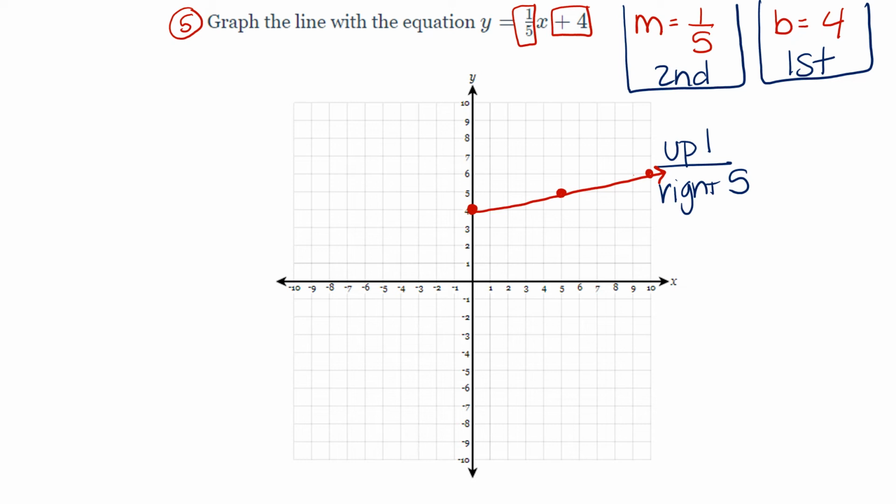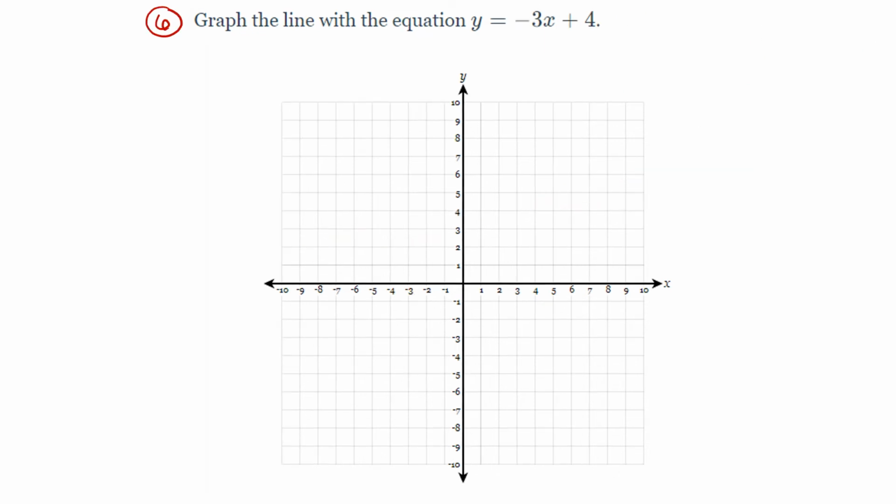The last step is to continue that pattern across the other side of the graph, meaning we have to go backwards. Put your pencil back at 4 where you start, but this time go down 1 and over 5. Go down 1 and over 5, continuing that pattern until you reach the edge of your graph. Connect your dots, and your line now spans the entirety of the graph.